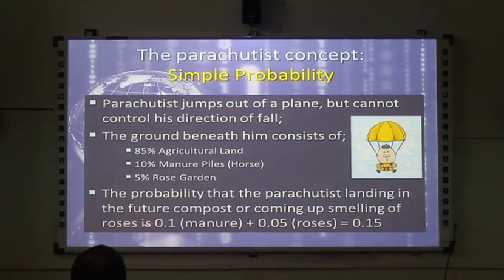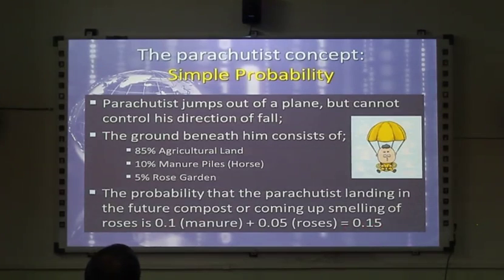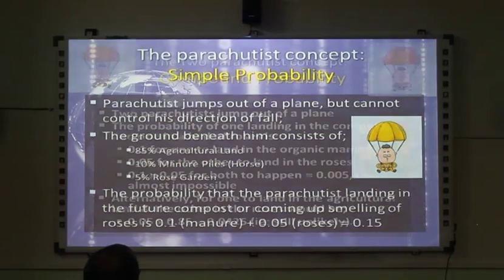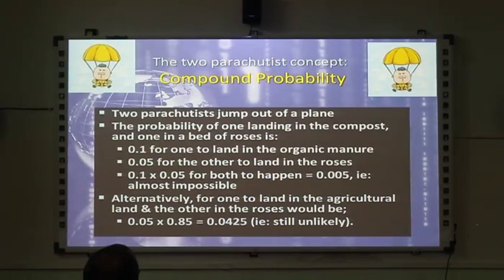Okay. Well, 0.1, that's a tenth, is manure, and 0.05 is roses. So in landing in either, the probability is 0.15. That's the basis on which all these probability things are worked out, because there's a 0.85 chance that he will land in agricultural land. When you start comparing, adding probabilities together, things get more interesting.